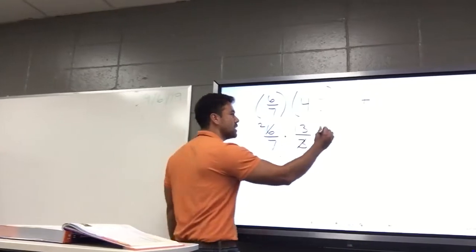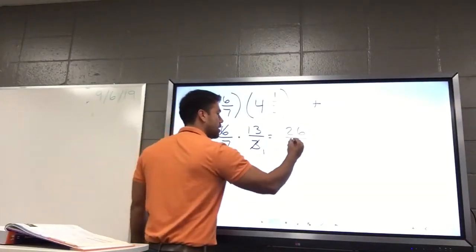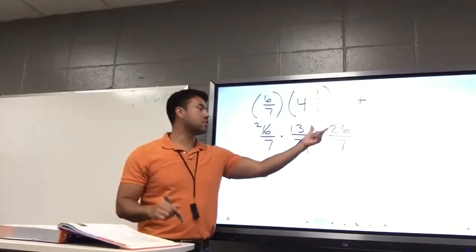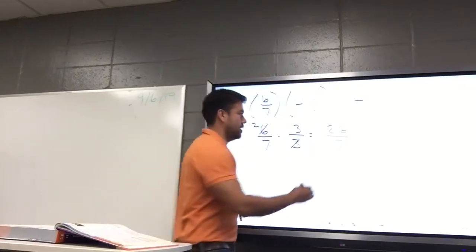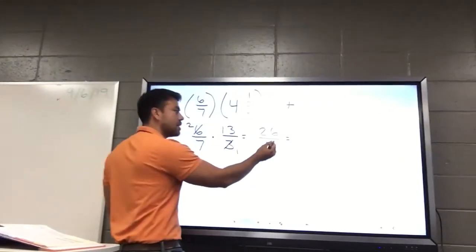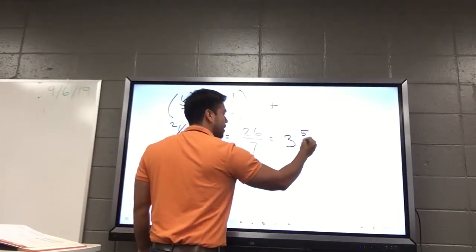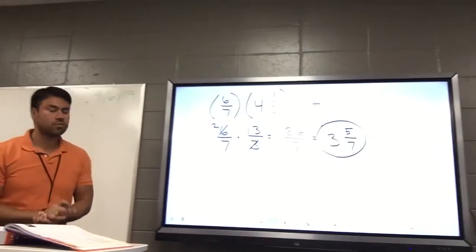What's 2 times 13? 26. What's 7 times 1? Okay, so you don't have to reduce means you don't have to make these numbers smaller, but I do have to change it to what? A mixed number, which, how many times does 7 fit into 26? 3 times with a remainder of 5 sevenths. 3 and 5 sevenths positive.